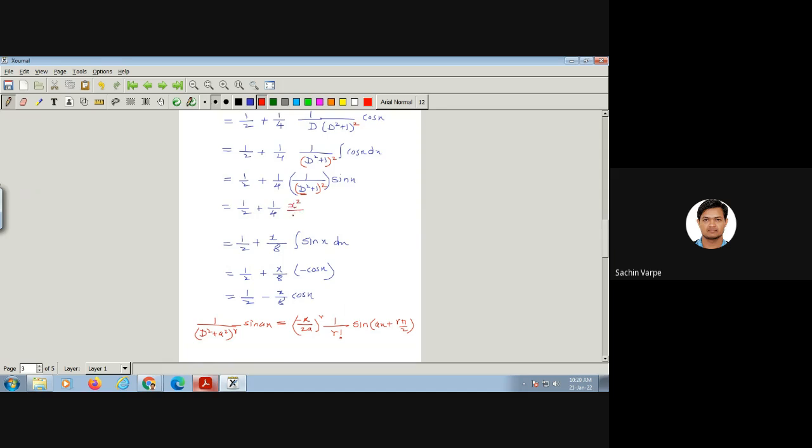So x square by 2 factorial, sorry, it's not x square. It is minus x upon 2a. What is a? A is 1 raised to 2 into 1 upon 2 factorial sine of x plus r. What is r? R is 2. So 2 pi by 2 means pi. Right? Is it correct or not?